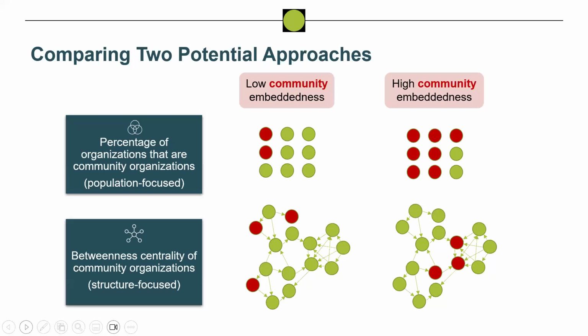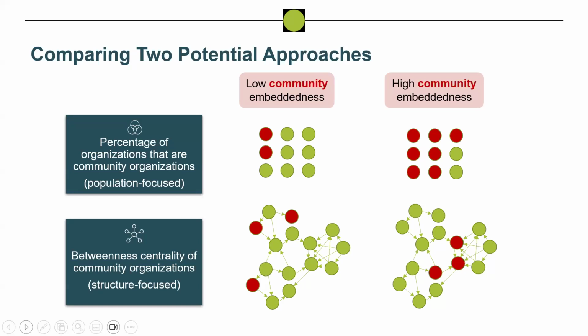When we were trying to narrow it down to a single metric, we talked about these two in particular. The percent of community organizations that exist in program networks was intuitively appealing because it's pretty simple. It's easy to understand, but that's a population-focused measure that doesn't say a lot about the structure of the network. So it seemed to be missing the relationships component that's so important to systems thinking.